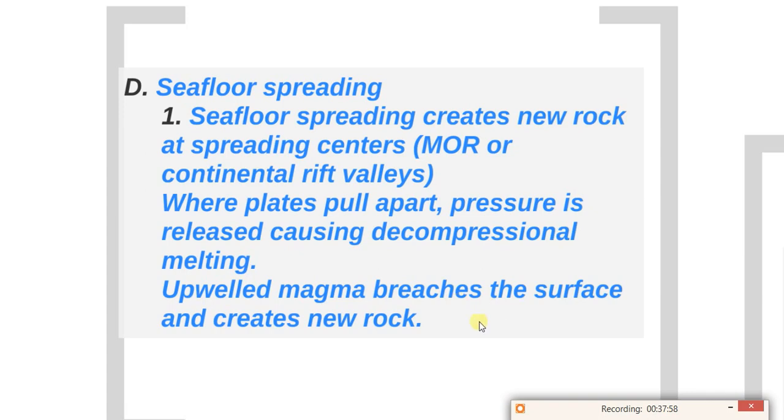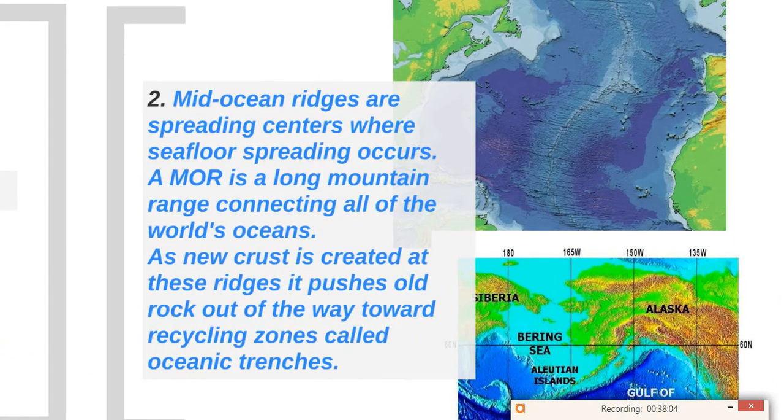Mid-ocean ridges are spreading centers, where seafloor spreading is occurring. A MOR, or mid-ocean ridge, is a long mountain range connecting all of the world's oceans. Every single one of the world's oceans has this mountain range running through it. Now you're going to learn in geography that some other mountain range is the longest mountain range in the world. It's because they're ignoring this mountain range. This mountain range is actually by far the longest in the world, because it goes all the way from the Atlantic around the Antarctic plate up into the Pacific in many different locations, and so it's just massive. It's very, very, very long.